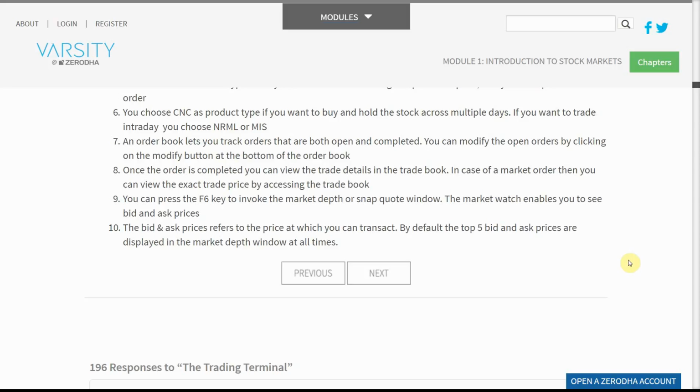You can press the F6 key to invoke the market depth or snap quote window. The Market Watch enables you to see bid and ask prices. The bid and ask prices refer to the price at which you can transact. By default, the top 5 bid and ask prices are displayed in the market depth window at all times.